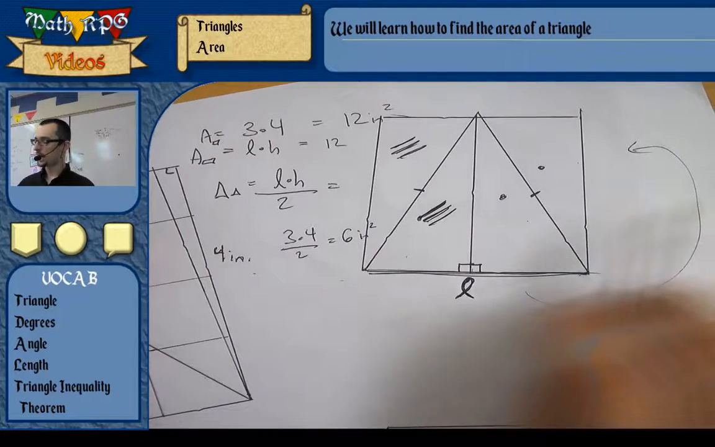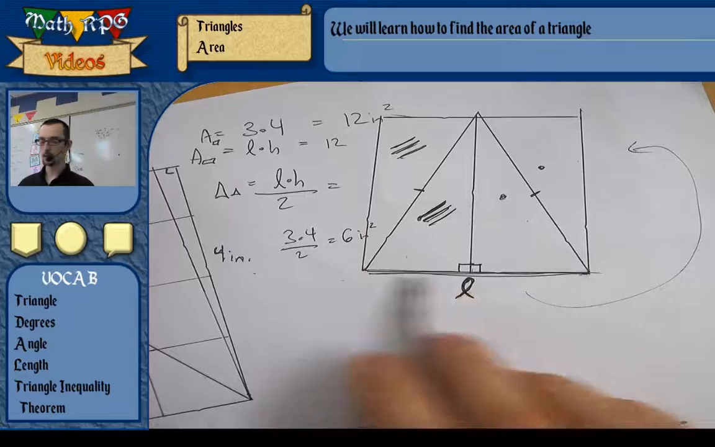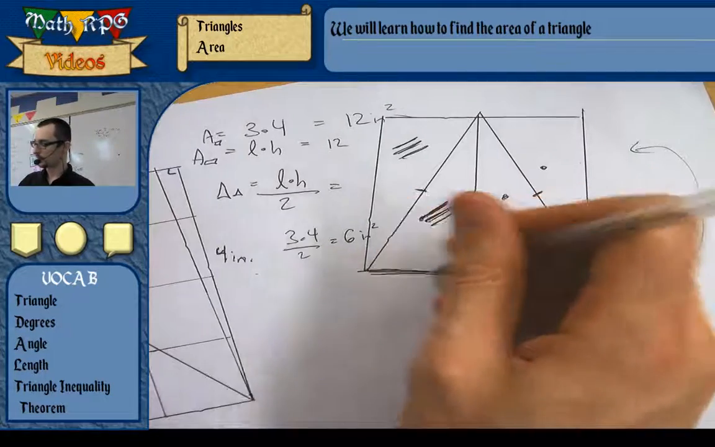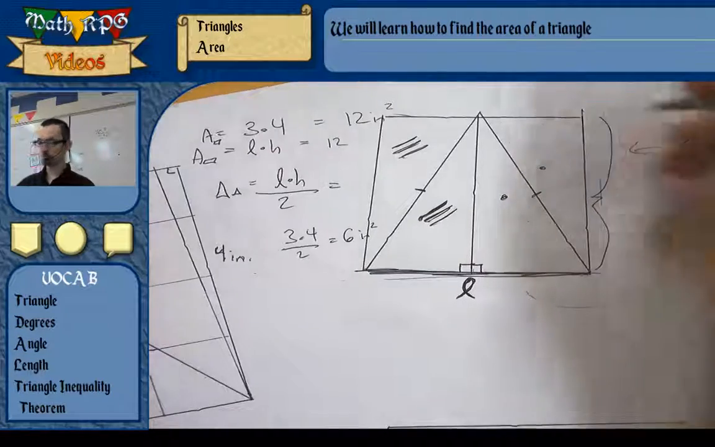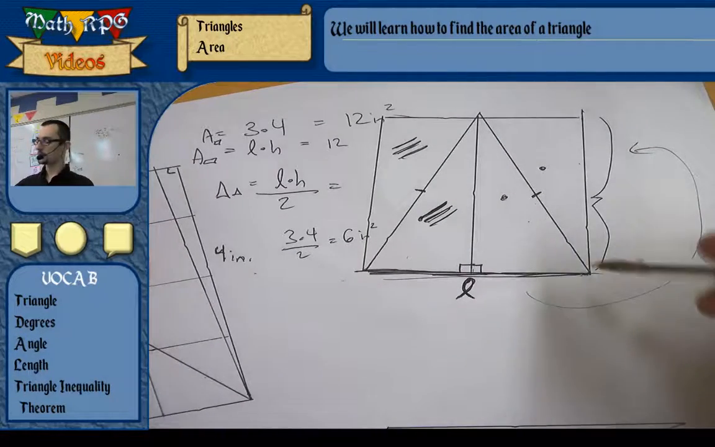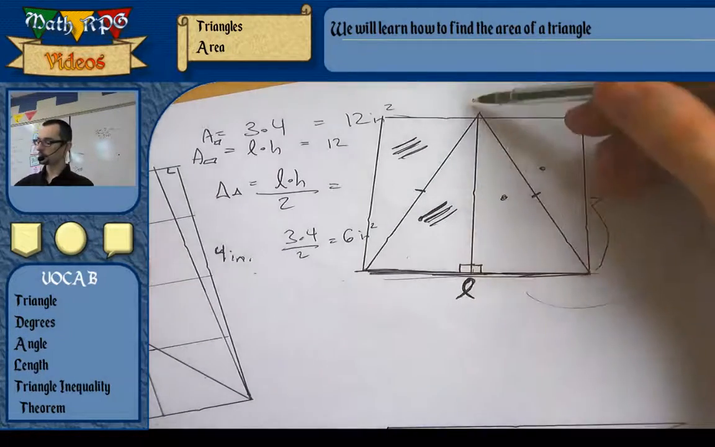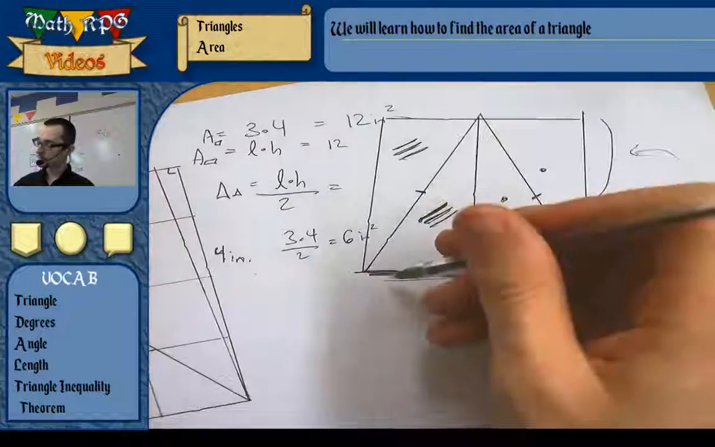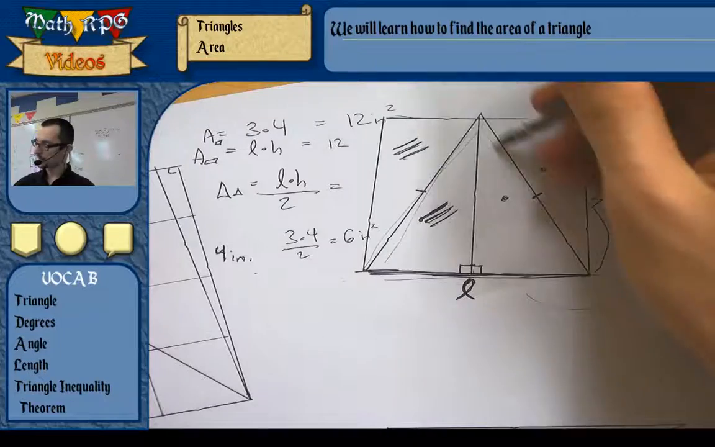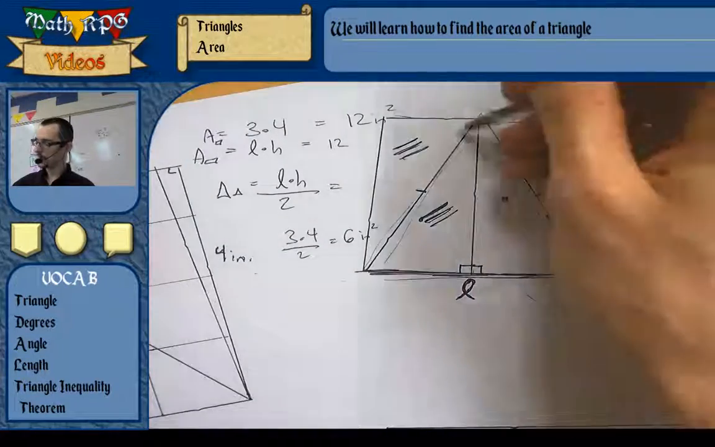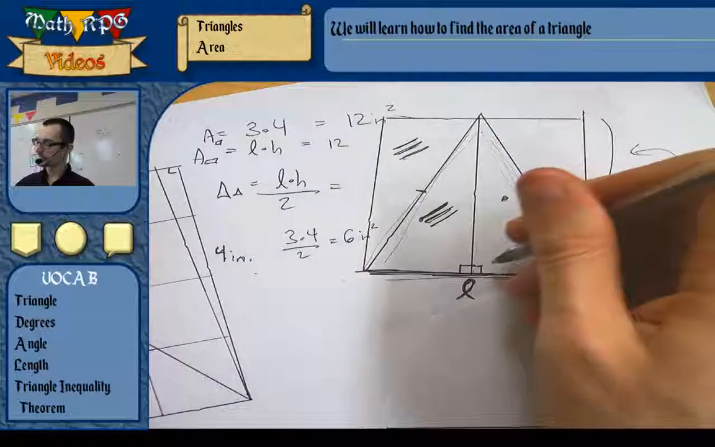Now, I got the length of this rectangle, it's this thing right here. What's the height of this rectangle? Well, it's this height right here, right? It's not the length of this side, that's not the height. And it's not the length of this side, that's not the height. The height has to be coming up at a 90-degree angle from the length.